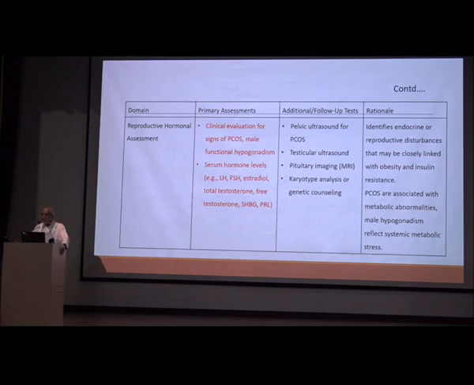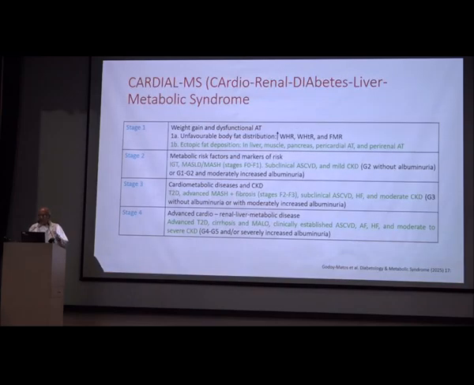Also look into the reproductive organ system, which we generally do not do. So look for PCOS, serum hormone levels, and you may do some imaging for these patients. And then you can grade them according to this new definition. It is stage 1, stage 2, stage 3, or stage 4.